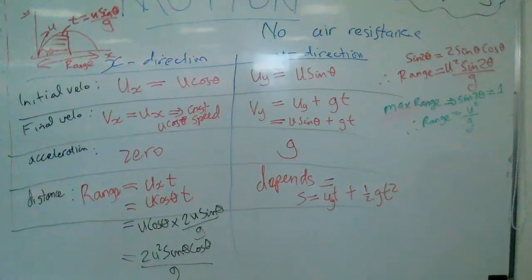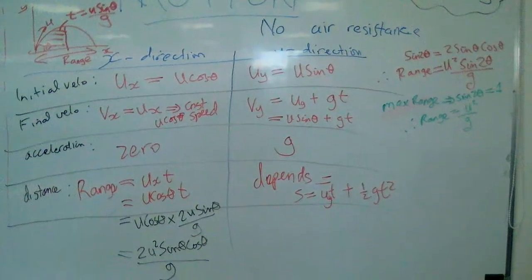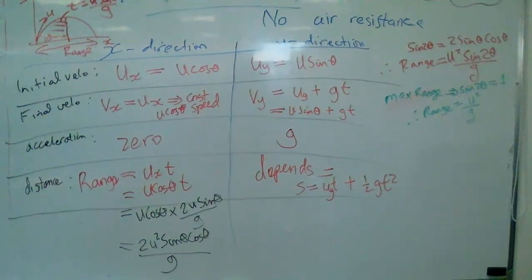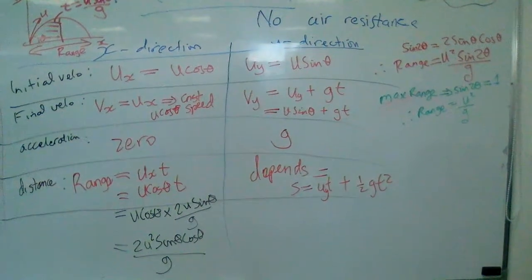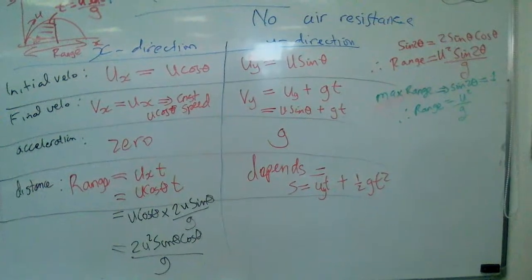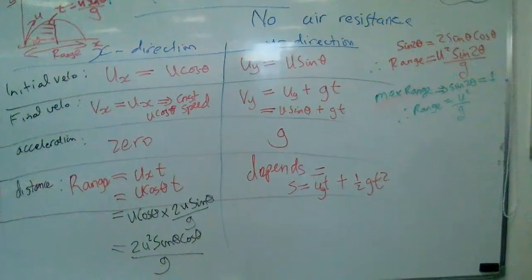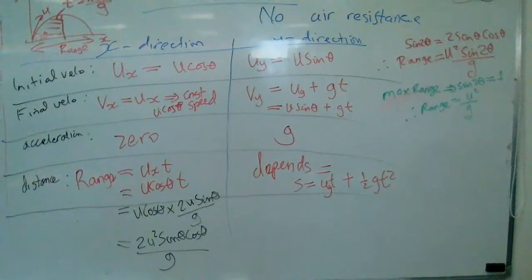The distance covered in the x direction is called the range, which is the horizontal velocity times the time, which is equal to u cos theta times t. Now the distance traveled in the y direction will be given by ut plus half gt squared, where u is the initial velocity in the y direction.